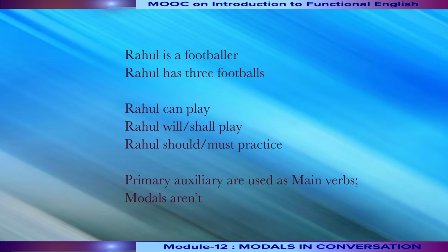In the second sentence, Rahul has 3 footballs. Okay. The verb is has. Now, is there any other verb in the 2 sentences? No, exactly. There are no other verbs in the 2 sentences. In the first sentence, the verb is is. In the second sentence, the verb is has. Both are auxiliaries. They are helping verbs. But here they are functioning as main verbs.